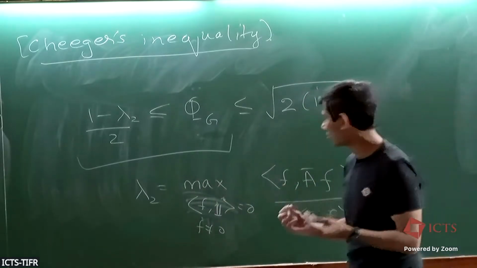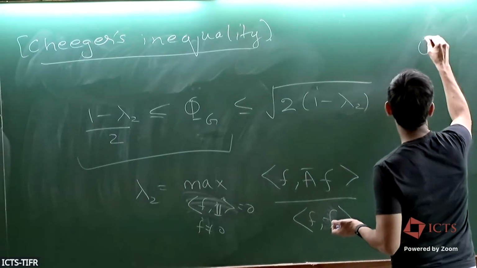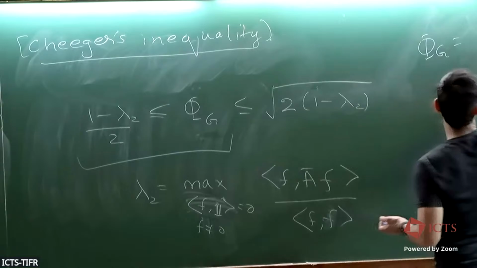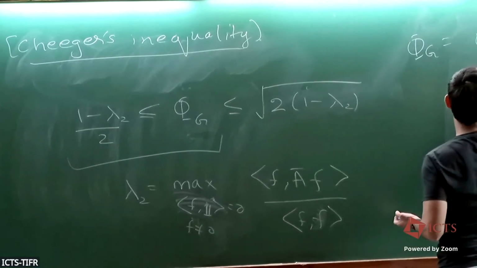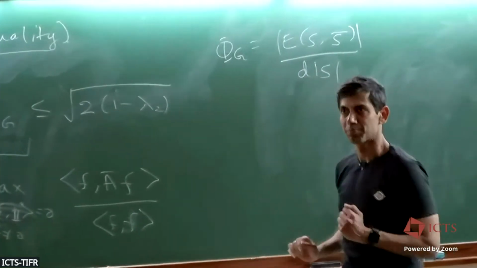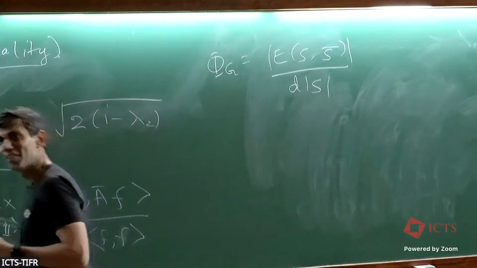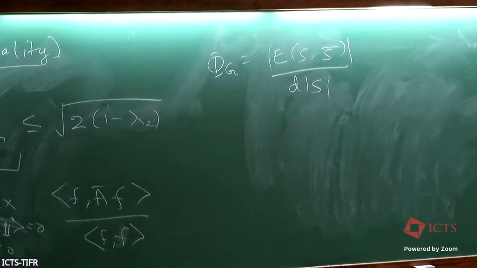Any suggestions? So we have a set S which witnesses small edge expansion in the graph. So any suggestions on how to produce an eigenvector, not even an eigenvector, just a vector?